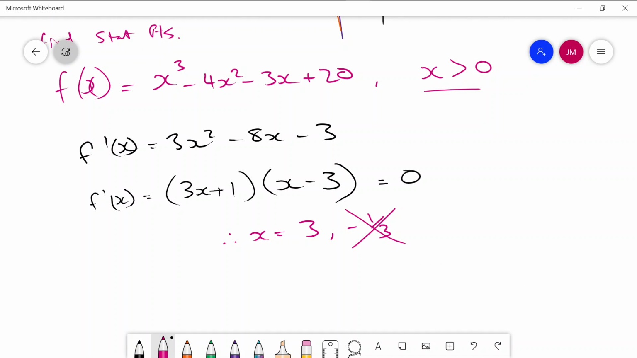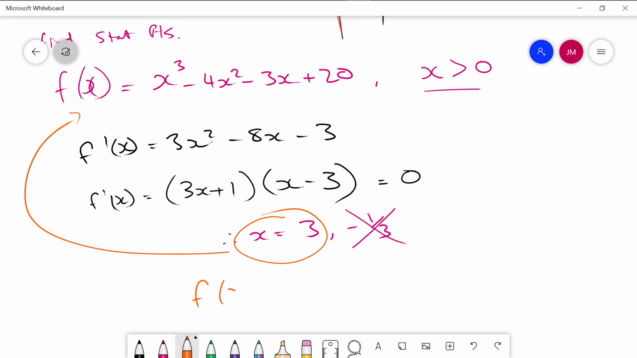However, we know that any point should be given in its coordinate form, so you need the x and y values. This x equals 3 is the x value of the stationary point. To find the y value, you must sub it into the original equation. Make sure you don't sub it into the derivative, because we want to find the point on the original function where that stationary point occurs. So we're trying to find f of 3, not the derivative at 3.